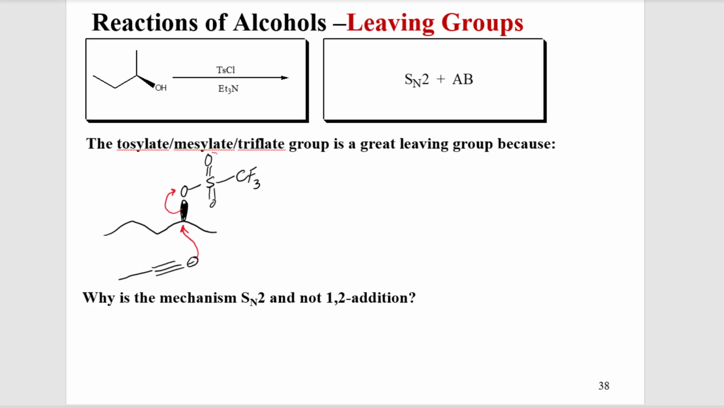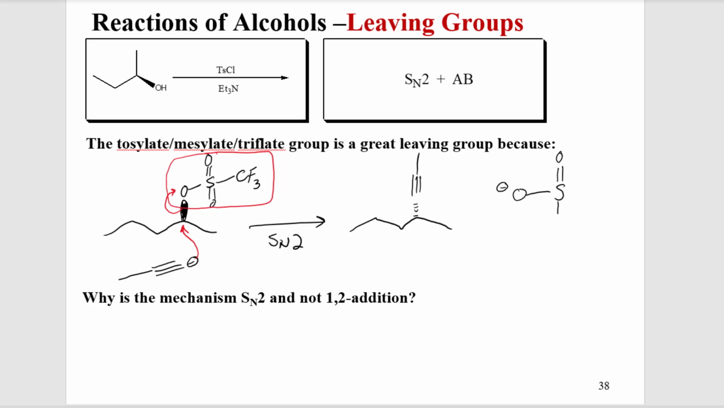Why is this thing right here a good leaving group? Let's analyze it after an SN2 reaction. Well, the alkyne would have come in from the back because it did an SN2, and the leaving group is O minus. Had the leaving group been a tosylate, this would have been the leaving group. And had it been a mesylate, this would have been the leaving group.